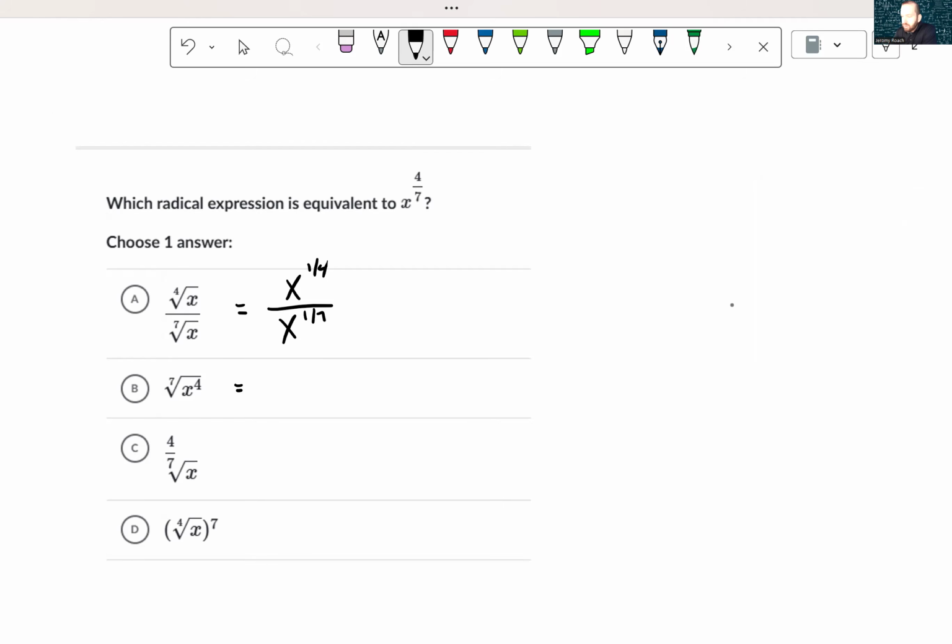This next one is going to be x to the 4/7, and we can already see that our answer is going to be B here. For this next one, though, C is going to be x to the 1 over 4/7, and that's the reciprocal, or you can think of it as the reciprocal of that. So that's going to be x to the 7 over 4. And then this last one is saying x to the 1/4 to the 7th. So that's how we can rewrite those.